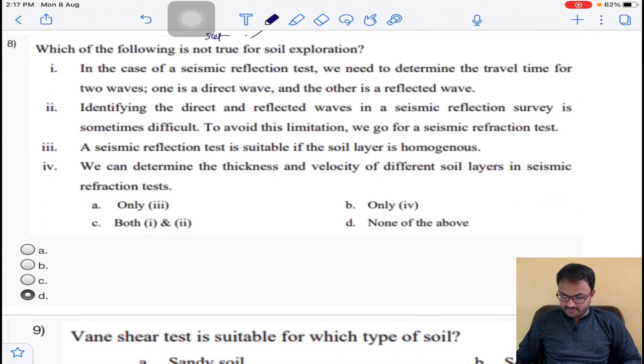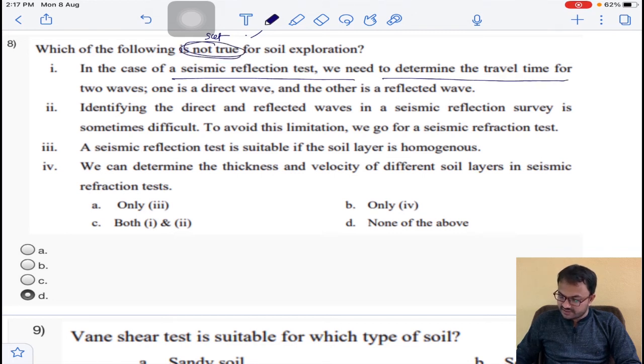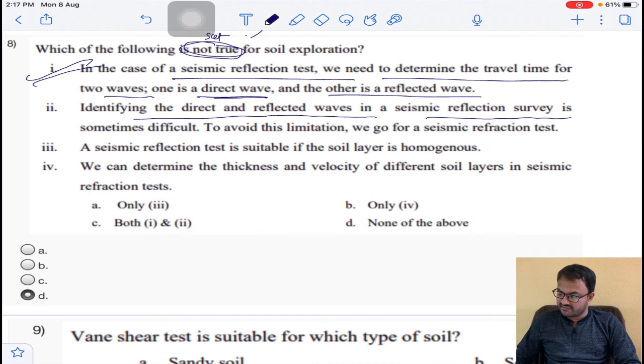And coming to question number 8. In case of seismic reflection test we need to determine the travel time. Not true, he has asked which is not true. So in seismic reflection test there are two waves: one is the direct wave and the other is the reflected wave. This statement is correct. And the second statement: identifying direct and reflected waves in a seismic reflection survey is sometimes difficult. To avoid this, whenever the identification is difficult, we will go with the seismic refraction test in place of the seismic reflection test.